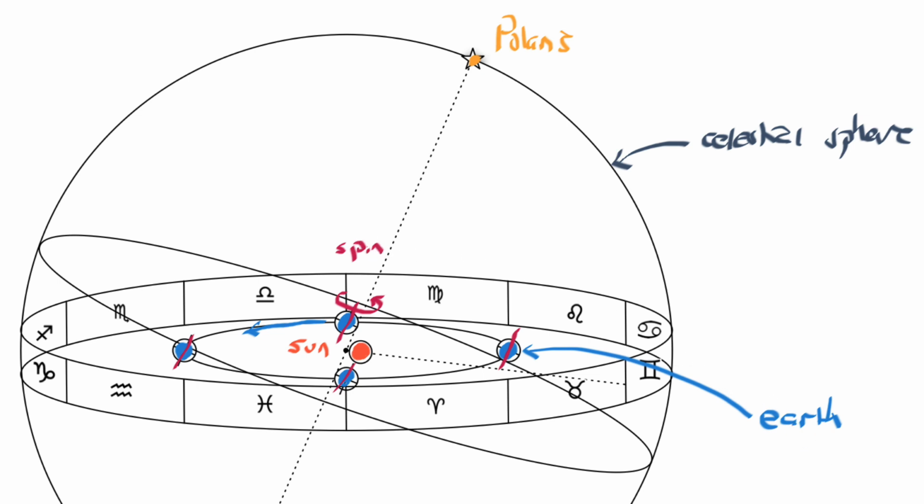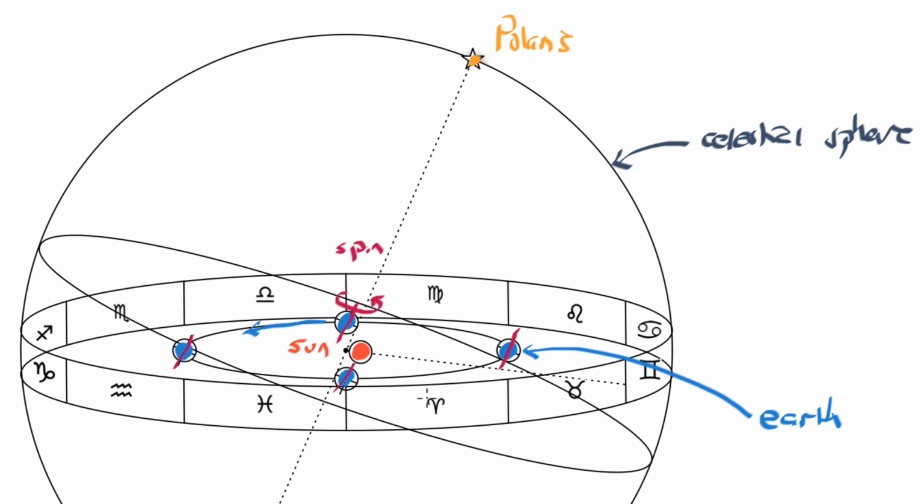Notice that if it spins around once per day, then if you're standing on the Earth, you will see the sun rise and set once per day. And then, because the Earth is going around the sun, from the perspective of someone standing on the Earth, the sun will appear to be moving through the constellations of the zodiac.